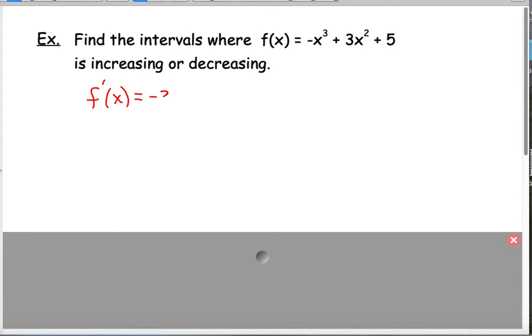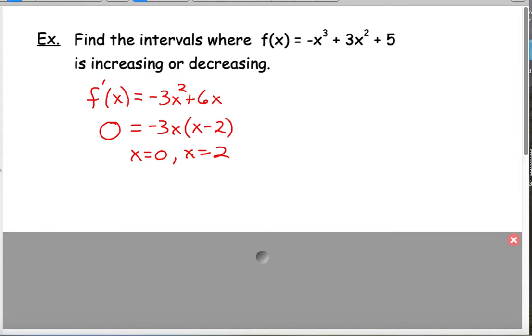And that's easy enough. Negative 3x squared plus 6x. And now we want to find out the stationary points where the derivative is 0, where the tangent lines are horizontal. So we're going to set our derivative equal to 0 and use techniques that we've learned in the past. So we can factor out a negative 3x, and we're left with an x minus 2. Okay, so that tells me that the derivative is 0 when x equals 0 and when x equals 2.